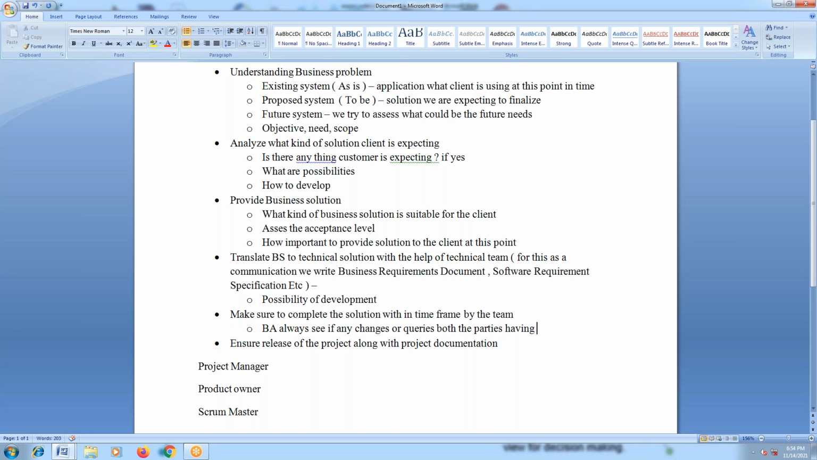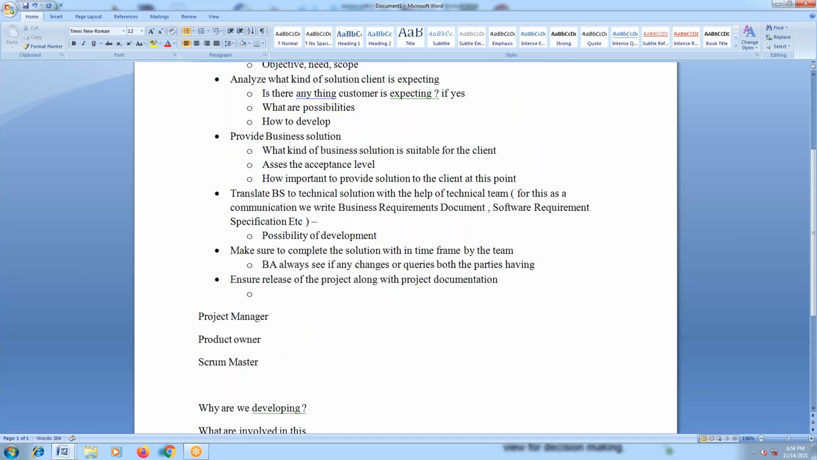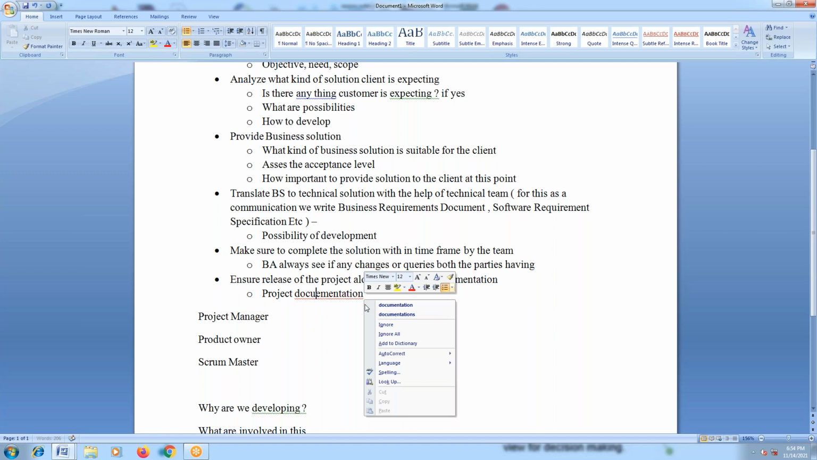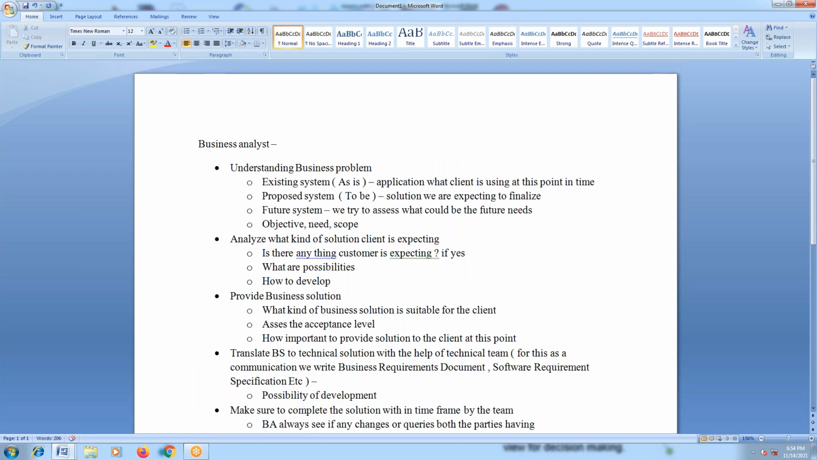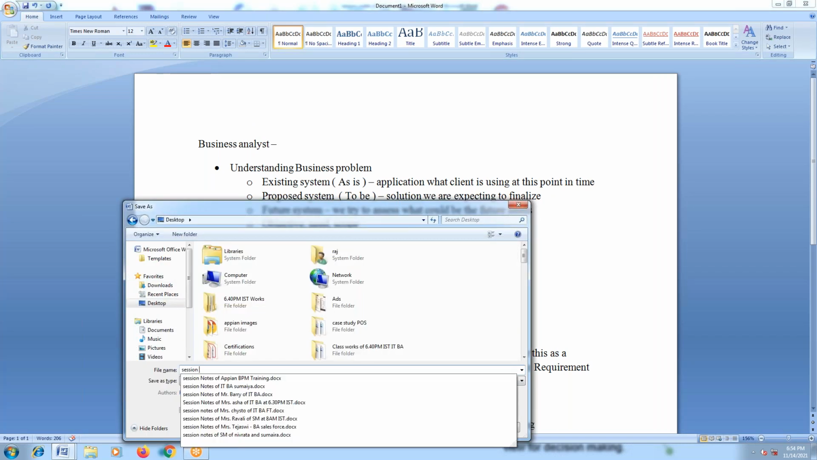Next, ensuring release with all project documentation. This is what we call project documentation, right? Any project will be connected with documentation, or you can call it help or user manuals, whatever the name is. Project documentation is required for any project. This is what we do as a business analyst in a real environment. Clear, Pawan?